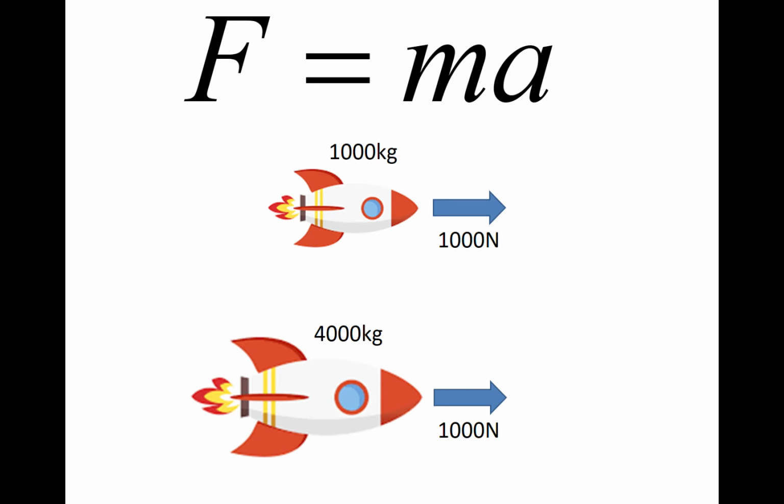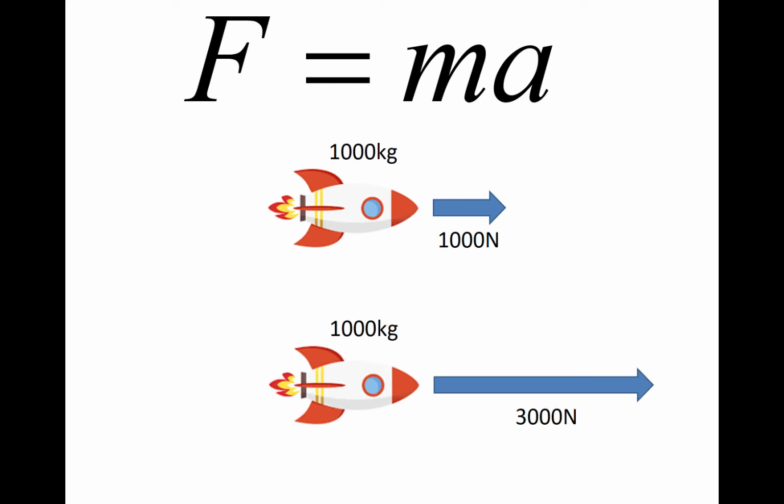If I have two rockets, one 4 times more massive than the other, but they are both being accelerated by the same force of 1,000 newtons. In the first case, the 1,000 kilogram rocket will accelerate at a rate of 1 meter per second squared. However, with the rocket which is 4 times greater in mass, the acceleration will be 4 times less. It will be 0.25 meters per second squared. So if you increase the mass, you decrease the acceleration. Doubling the mass halves the acceleration.